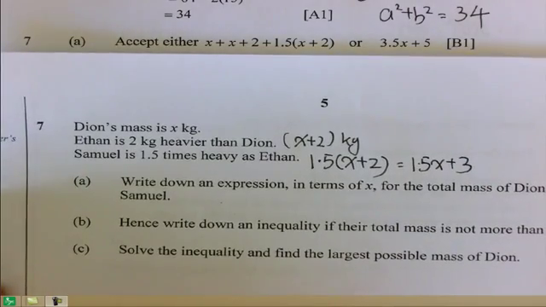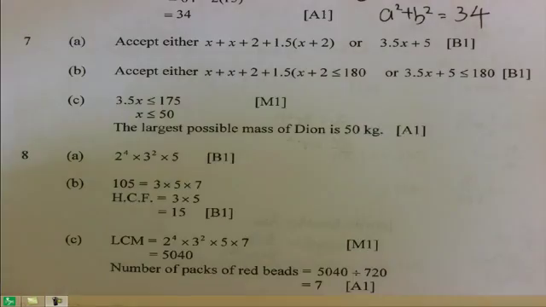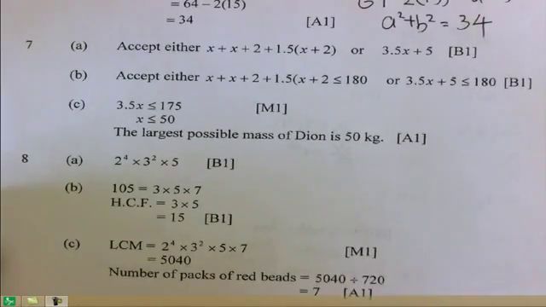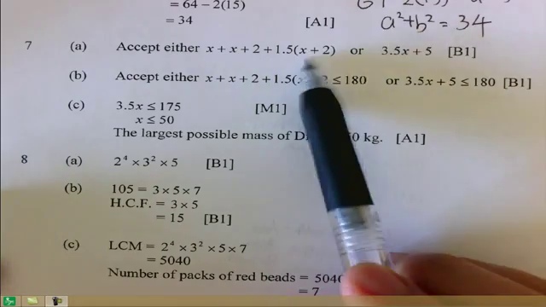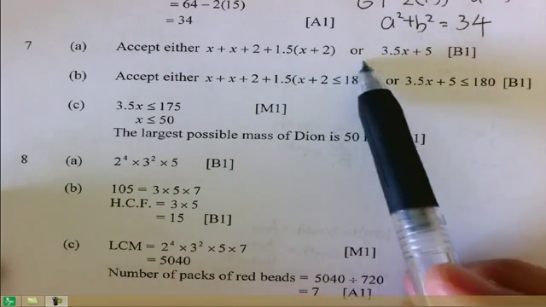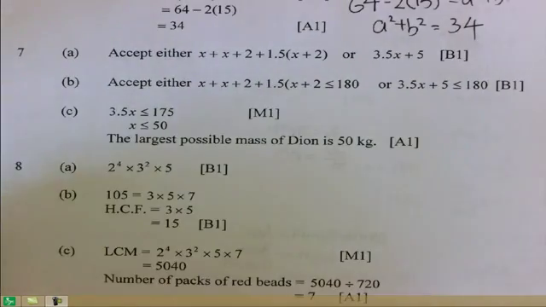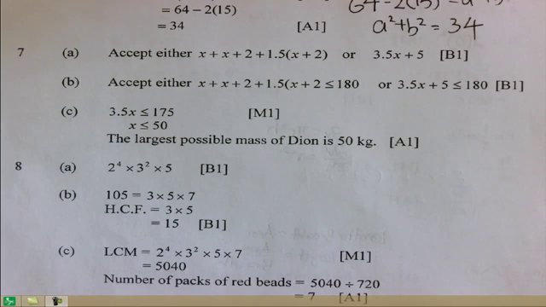So x, x plus 2, and 1.5x plus 3. We just have to add everything: x plus 2 plus 1.5 times (x plus 2). If you add everything up, you get 3.5x plus 5. 7B. Hence, write down an inequality if the total mass is not more than 180 kg.